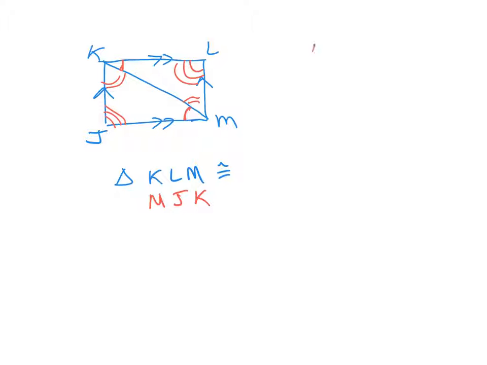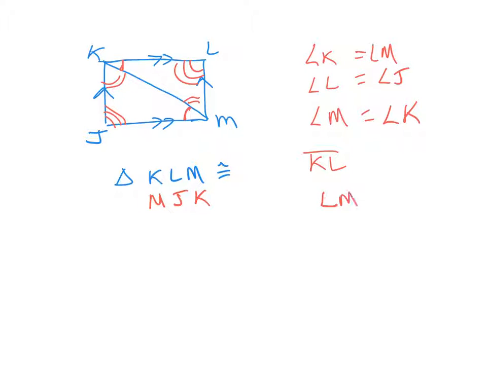Now you write your 3 angles. Angle K, angle L, and angle M are congruent to the guy that's right below them. So you just put angle M, angle J, and angle K. And now you put the sides. KL, LM, and KM are congruent to the guys below them. So KL is MJ, LM is JK, and the last one is MK. And then you have your 6 congruency statements.